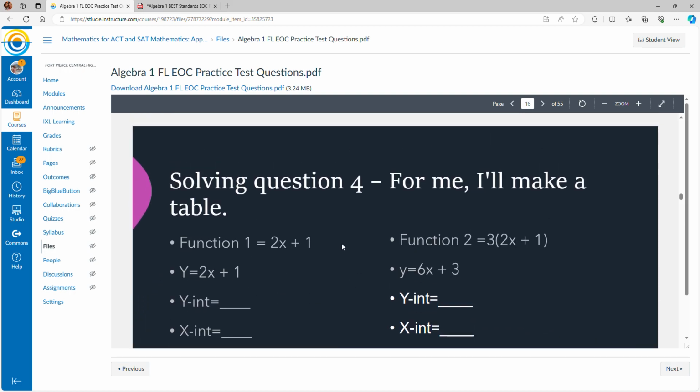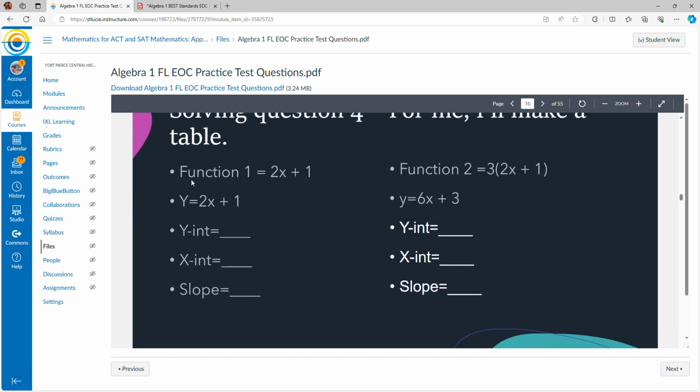I said for me, I'll make a table, so I want to know those 3 things about function 1. What are the y-intercept, x-intercept, and slope? Same thing for function 2. What is the y-intercept, x-intercept, and slope?